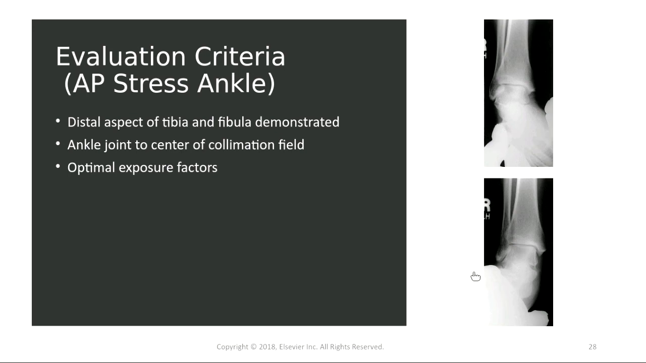So you have to demonstrate the distal aspect of the tibia and fibula. The ankle joint should be in the center of your collimation field, with optimal exposure factors. Honestly, this collimation is okay because you're not really clipping anything, even though it's a little bit dark over here, but a little bit more open might have been better, especially since you've got all this room on this side and hardly any on this side.